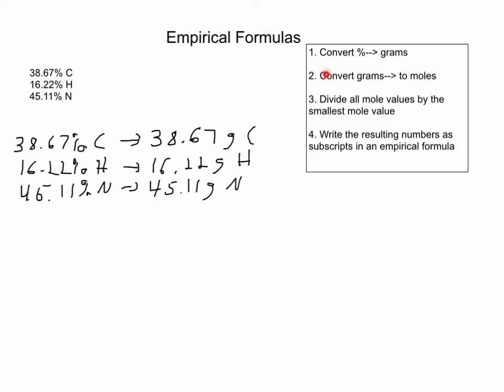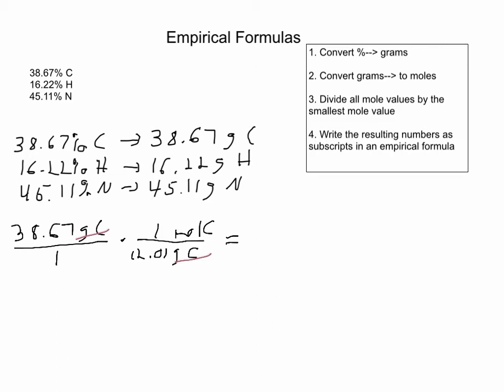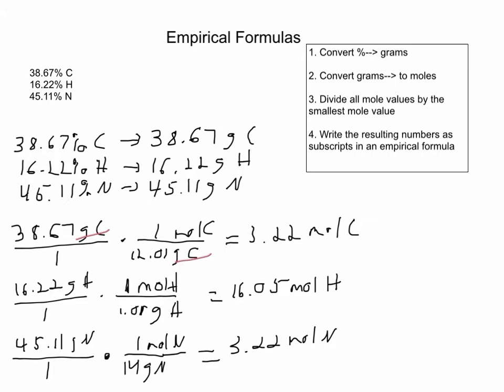So the next step is we have to convert grams to moles. We know how to do this. 38.67 grams of carbon over 1 times a new fraction, grams carbon, moles carbon. Grams carbon cancels, we're left with moles, and in the end, since 1 mole is 12.01 grams of carbon, we get 3.22 moles of carbon. So now we'll do this for the other two elements as well. I've written out the hydrogen and nitrogen calculations to get moles, and now we're on to step number 3.